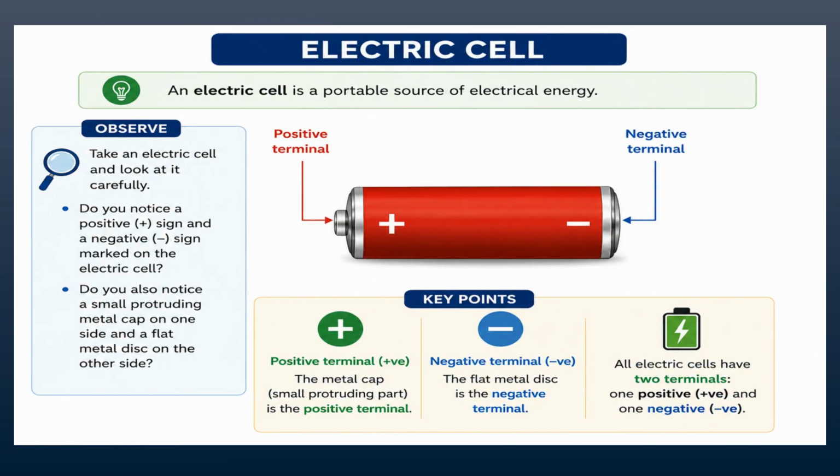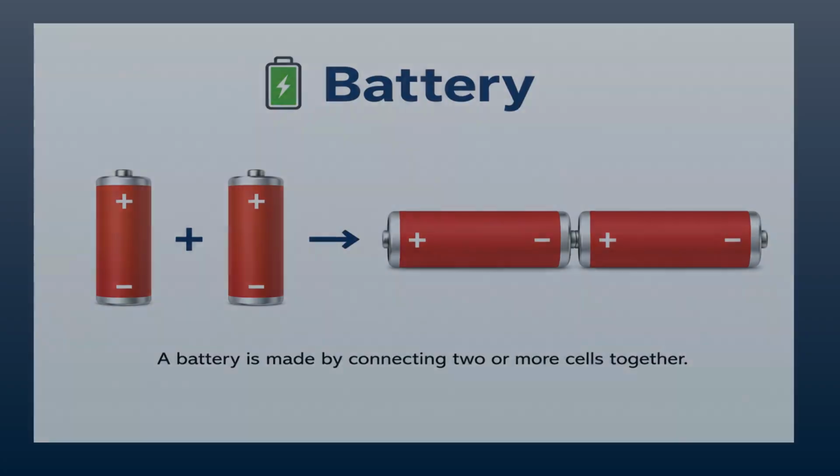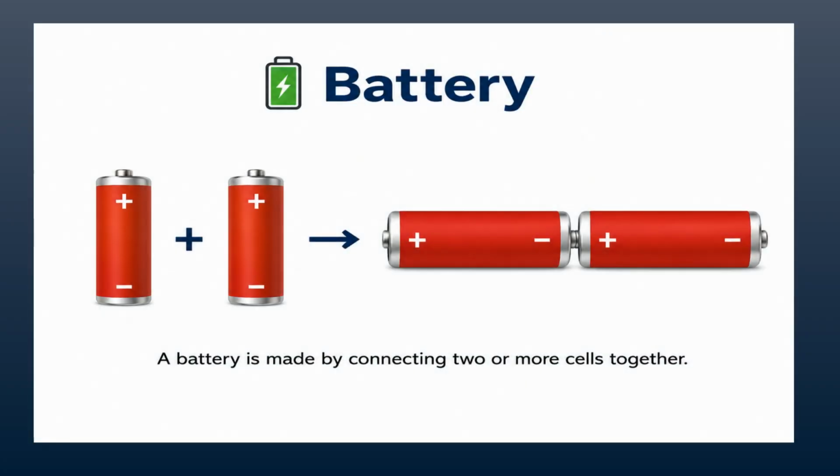An electric cell is another portable source of energy. If you look closely, you will see a positive terminal, indicated by a metal cap, and a negative terminal, which is a flat metal disc. All electric cells must have these two terminals to function. A battery is created when we connect two or more electric cells together. By combining them, we create a more powerful energy source for our devices.